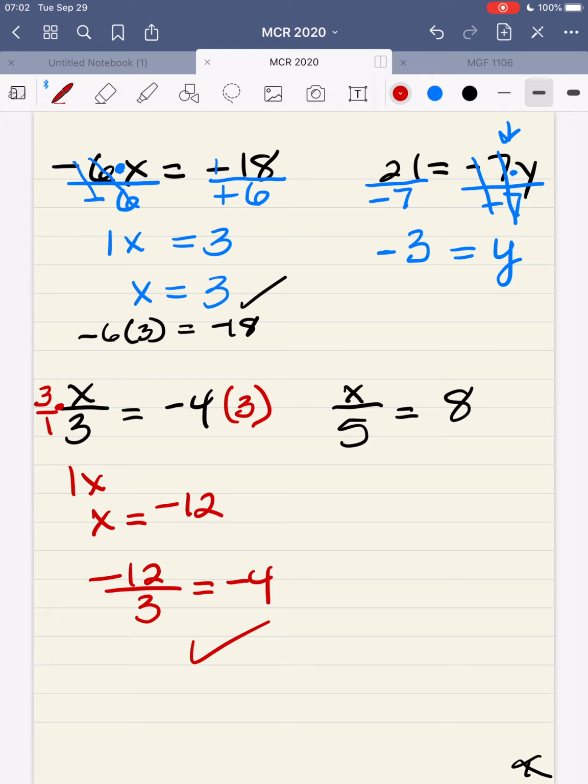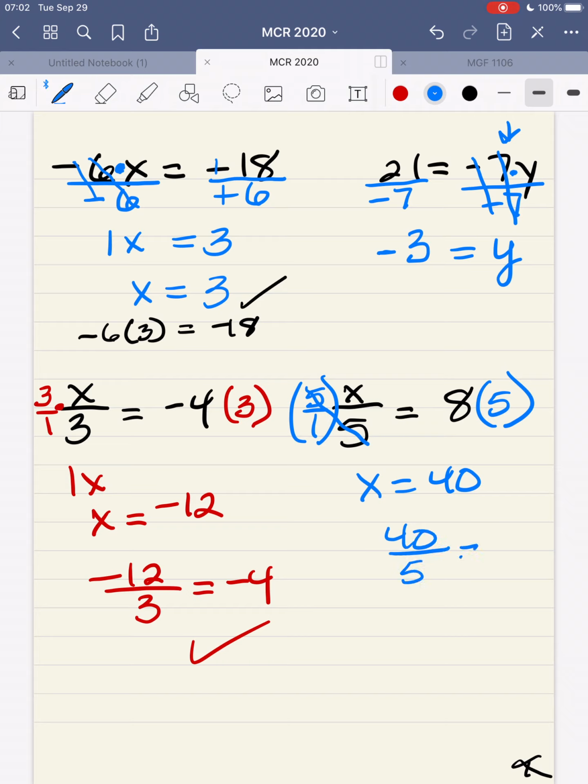Same thing with the last one. This one I have x being divided by 5, so I must multiply both sides by 5. When it's a fraction, I like to make it 5 over 1, so I can see that it cancels out. When it's a whole number, I don't necessarily do that. So 5 divided by 5 cancels out, becomes 1. 1 times x is x. And 8 times 5 is 40. And again, because it's division, I want to test this. So 40 divided by 5 is indeed equal to 8. I'm good to go.